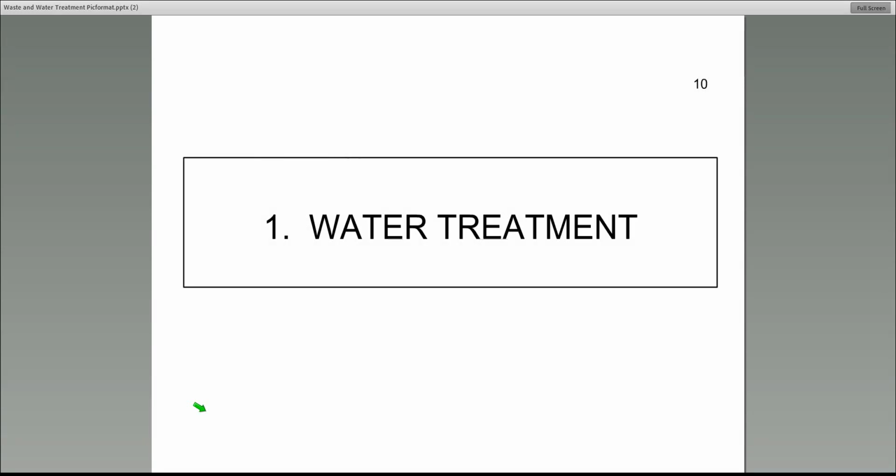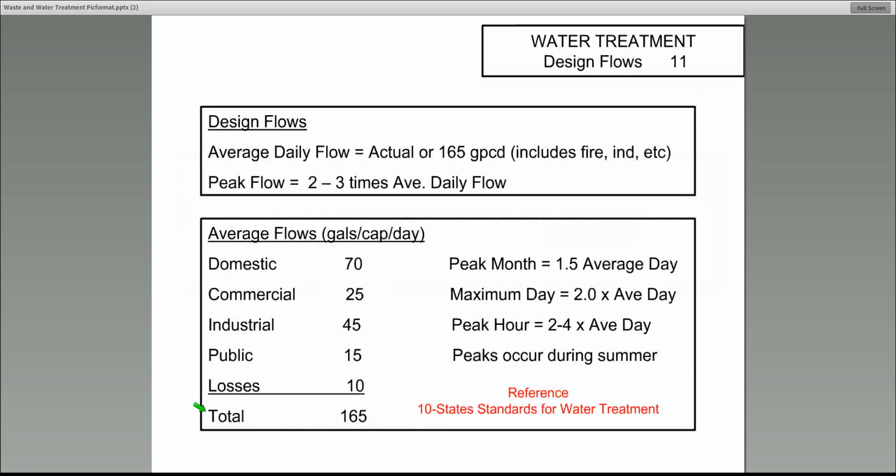Okay, we're going to start with water treatment. We've already drawn water from the water supply, and we have to start looking at design. The average daily flow is based on 165 gallons per capita per day. The peak flow is normally 2 to 3 times the average daily flow. And here's how the 165 gallons per capita per day was derived as an average flow.